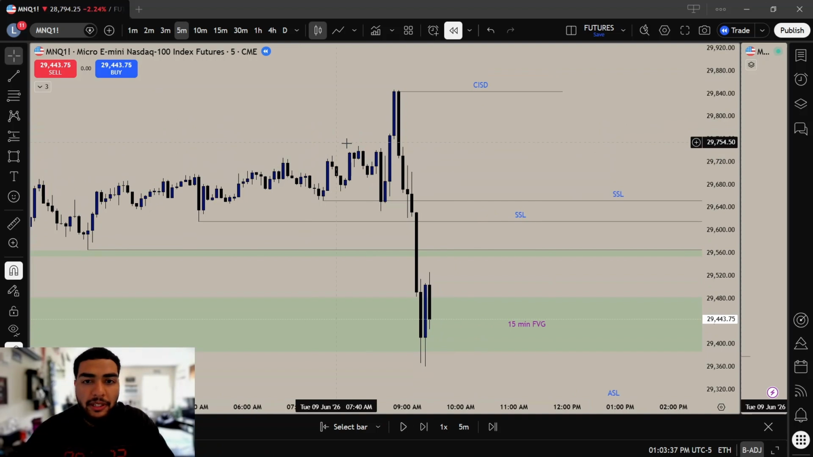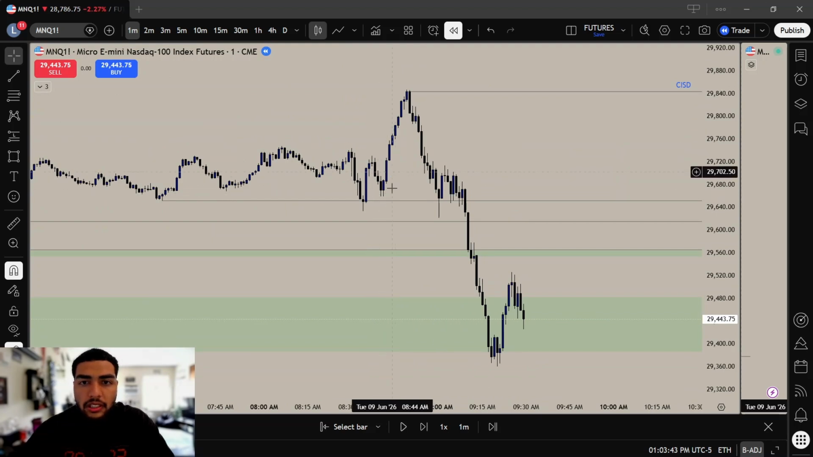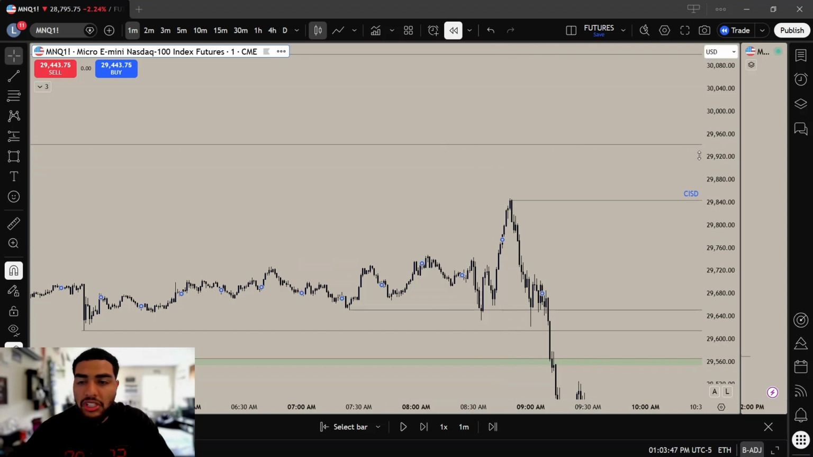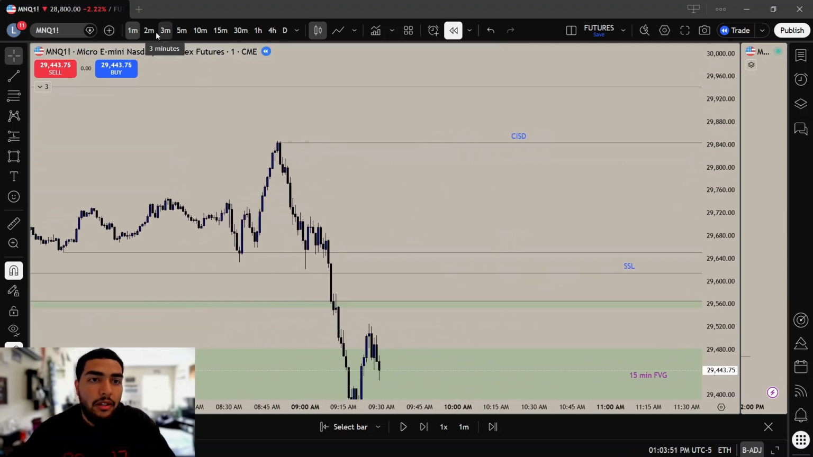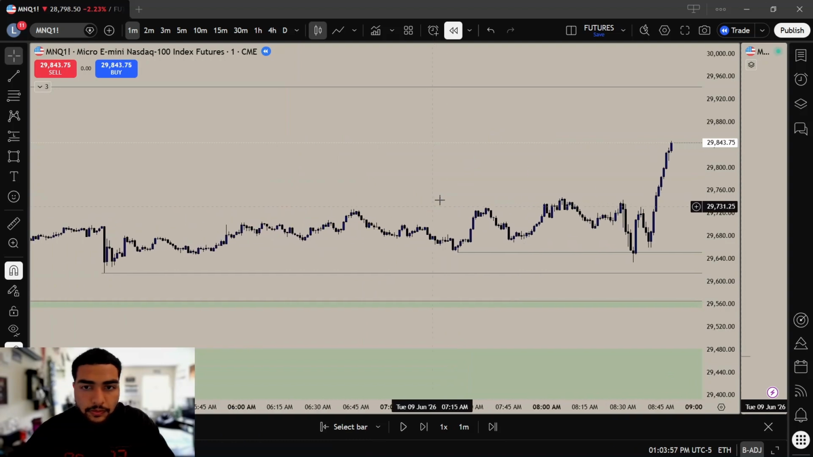So if we look at the 5 minute, we had this great move up, right? We were looking for that CISD, and we got almost. We're trying to aim for that, but we got stopped out. Would have lost that trade. But if you look right here, let's replay this. Let's select back to here.